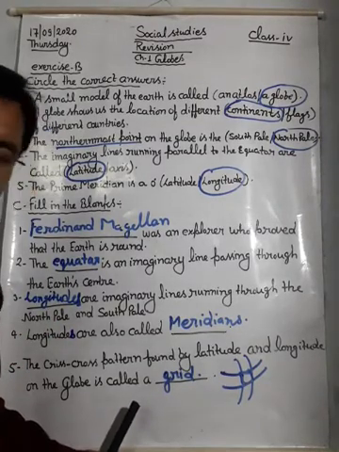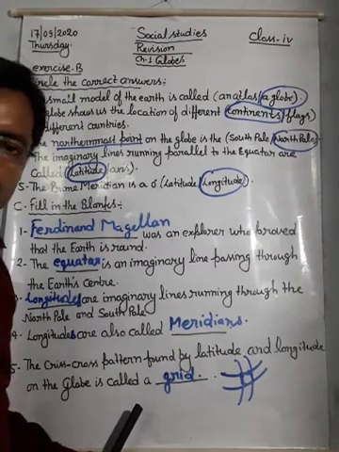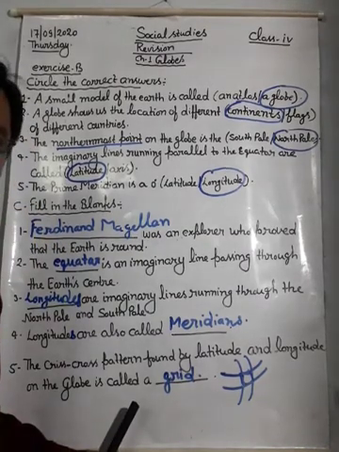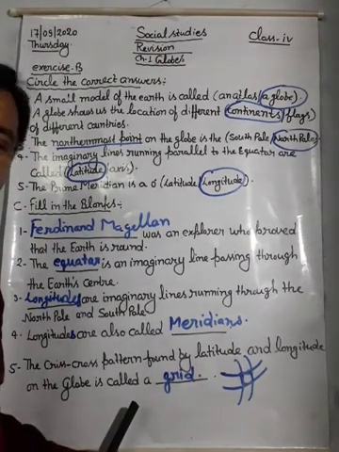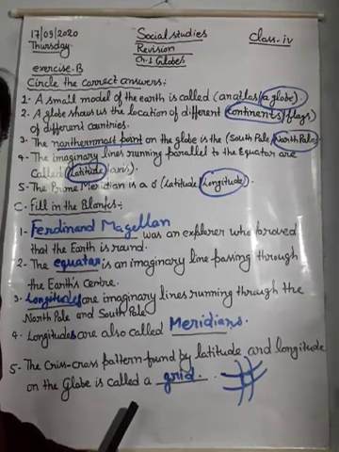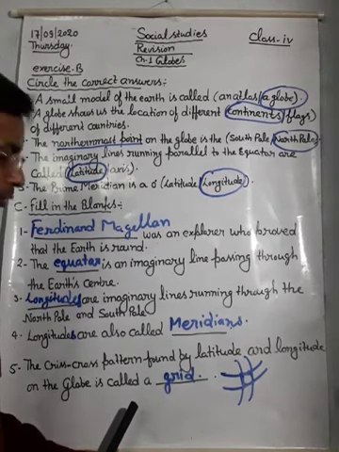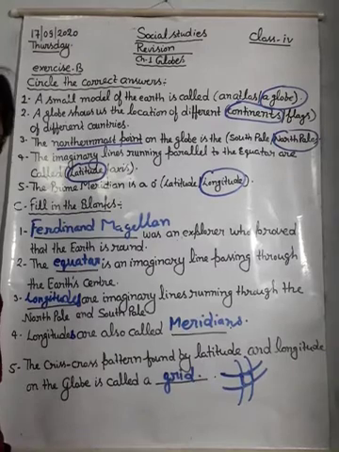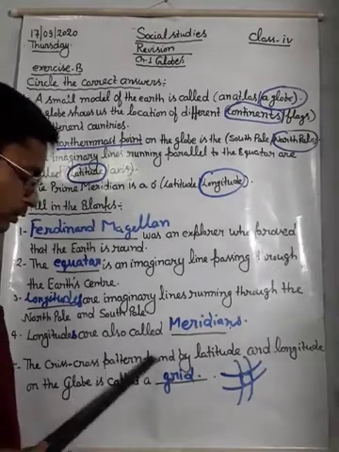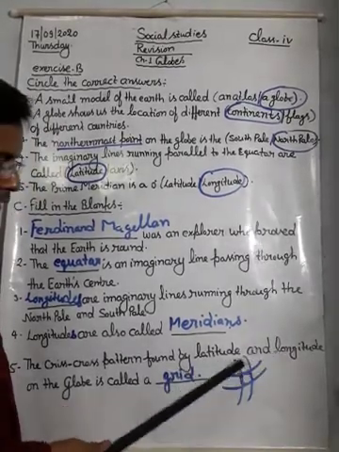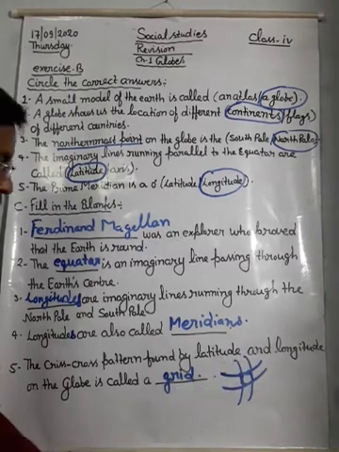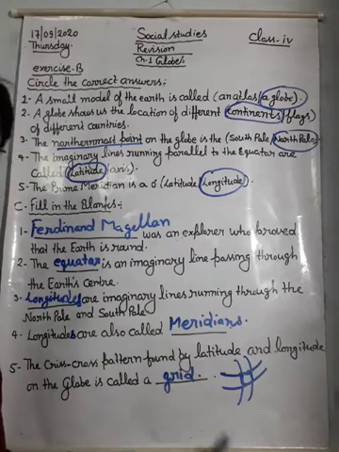And one thing you have to learn: the grid is helpful in locating a place on the earth. If you want to locate any place on the earth, the grid will be helpful for you. If you are going anywhere, with the help of the grid you can find any place on the earth. So keep in mind, the crisscross pattern formed by both latitude and longitude on the globe is called a grid.